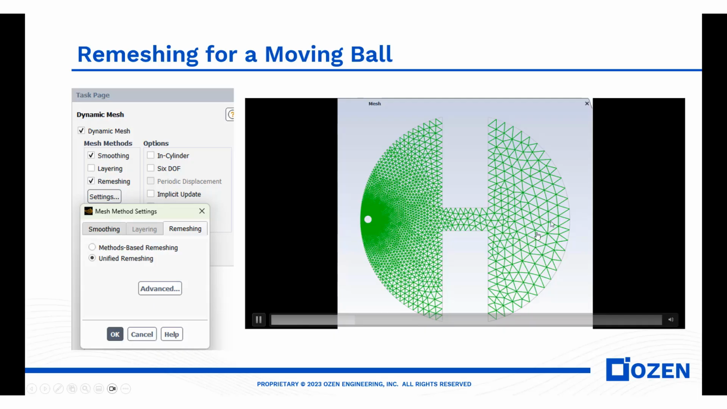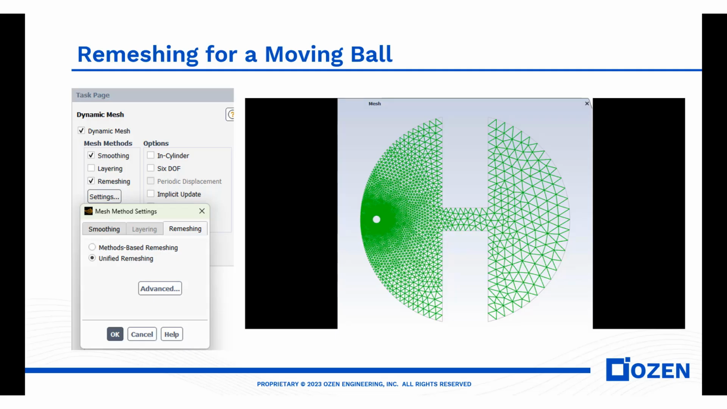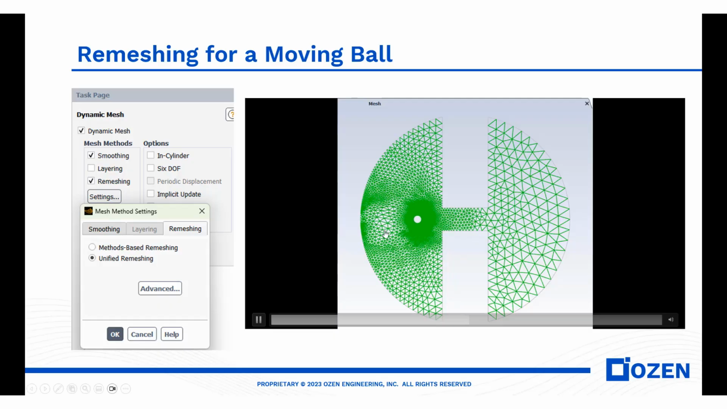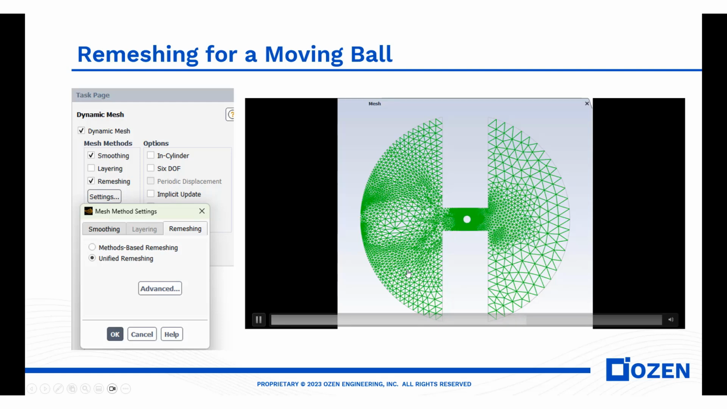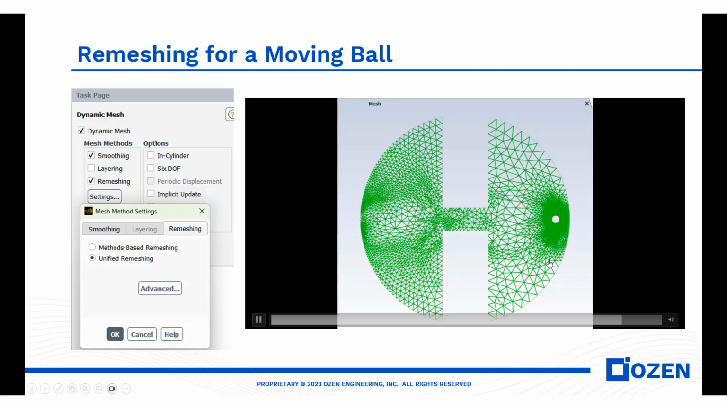Let's start dynamic mesh motion and look at the way that the mesh refinement moves with the ball, and after that we can have at the same time coarsening of the mesh. You can see that we have the mesh refined, and this is for tetrahedral elements.